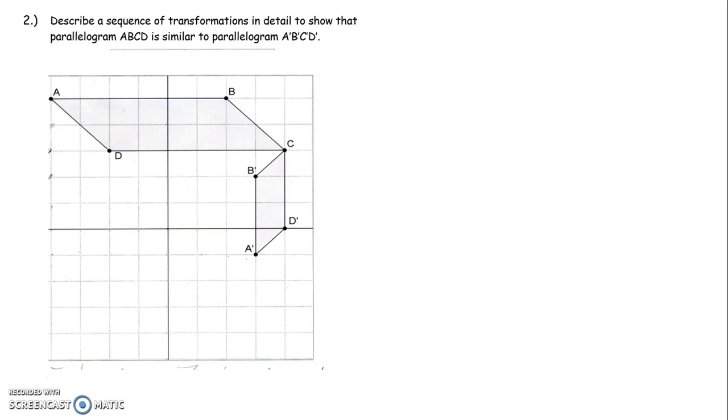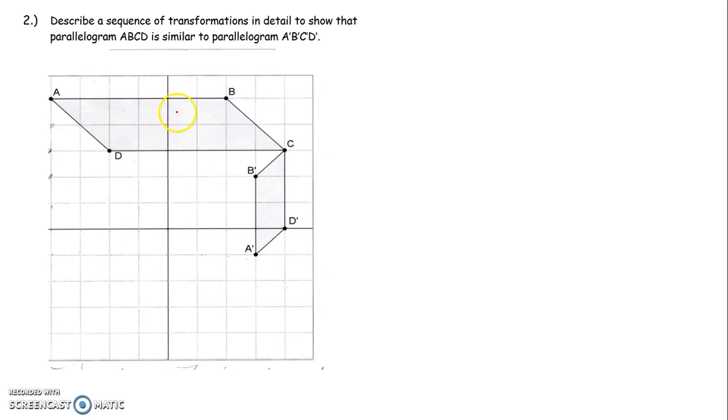It says describe a sequence of transformations in detail to show that parallelogram ABCD is similar to parallelogram A prime, B prime, C prime, D prime. Okay, so if I want to describe a sequence of transformations to show that 2 parallelograms are similar, I'll have to have some sort of dilation happening for them to be similar. Otherwise, if we just had rigid motions, translation, reflection, rotation, those figures would actually be congruent. But we can see that this parallelogram is definitely larger than this one.